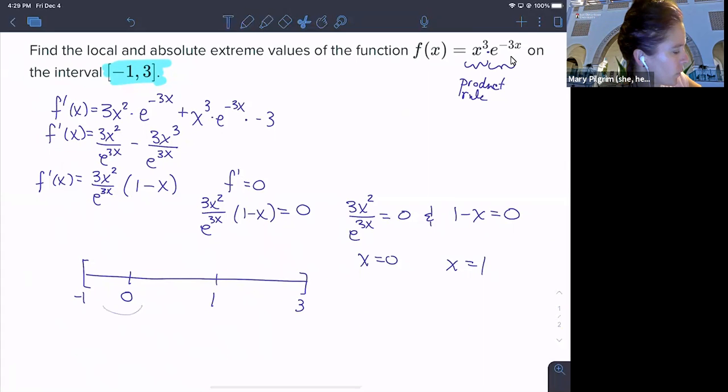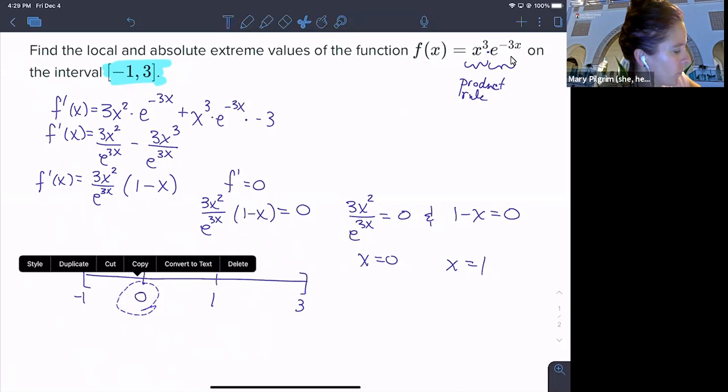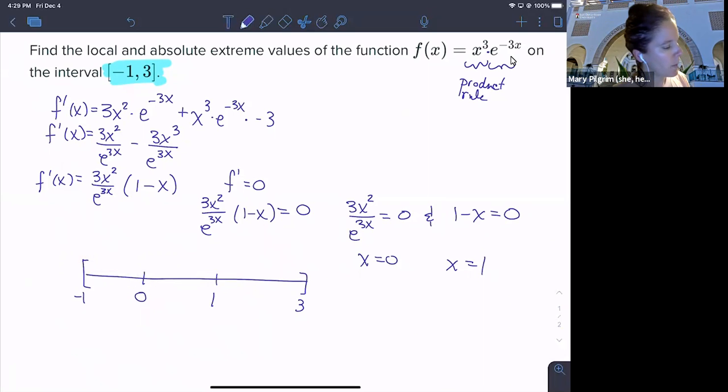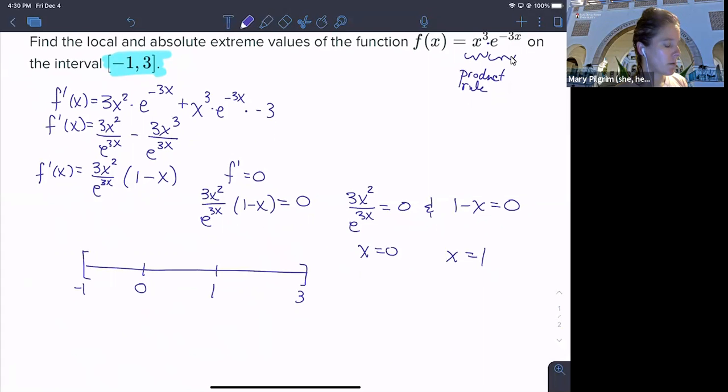I'm actually going to move this one over a little bit more. There we go. And I want to test all of these. Now, if one of those, 0 or 1, was not in the given interval, I wouldn't have to test around it, but they both are in this given interval. So I want to see what's going on with the function. When is it increasing? When is it decreasing? Because that helps me identify local and absolute extreme values.